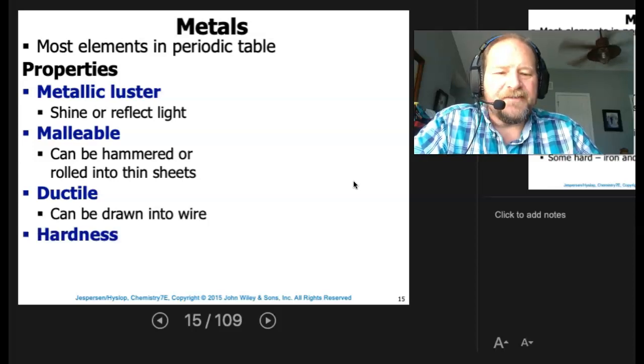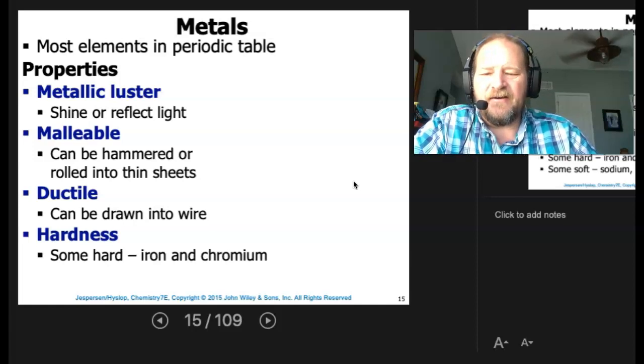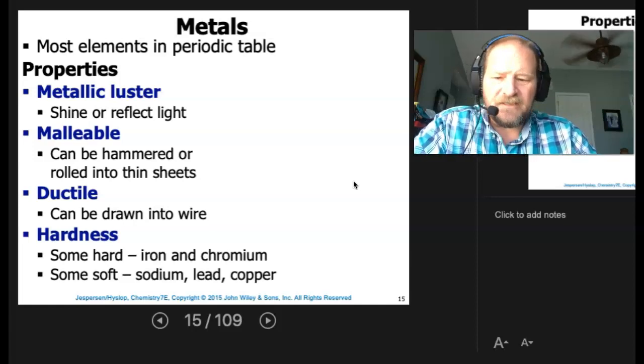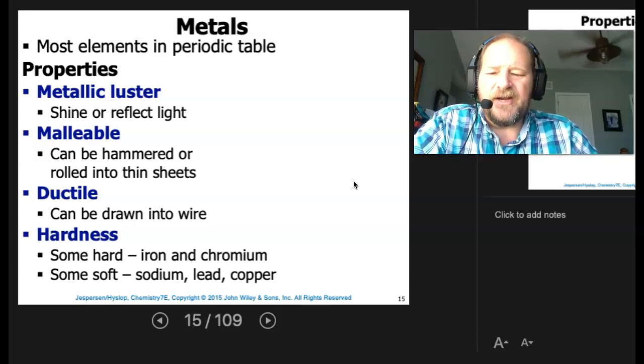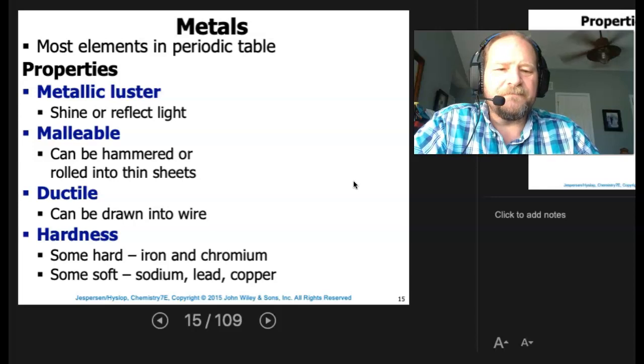They have hardness, right? So some are hard, like iron and chromium. And some can be soft, like sodium, lead, and copper. If you didn't realize, you can actually cut sodium with a knife. And lead, you can easily bend pure lead, right? Copper, you can probably bend sheets of copper, but once it starts to get a little on the thick side, it does start to get a little bit more hard.